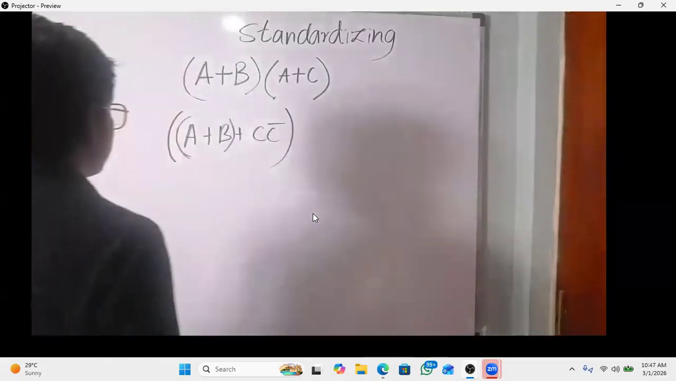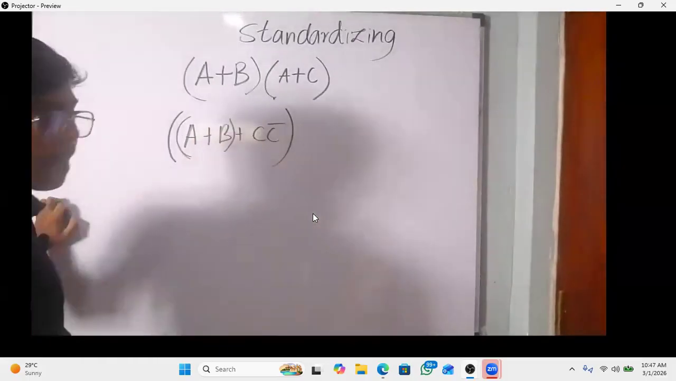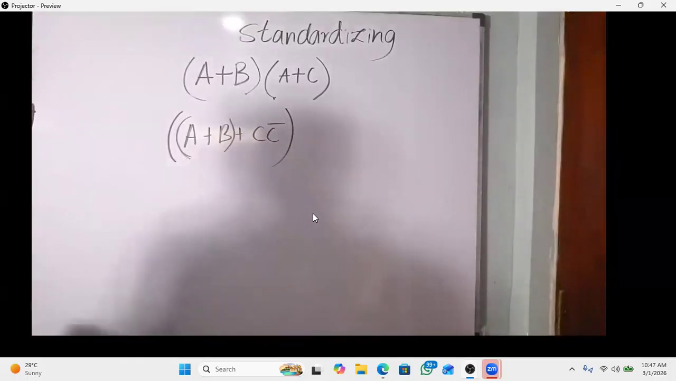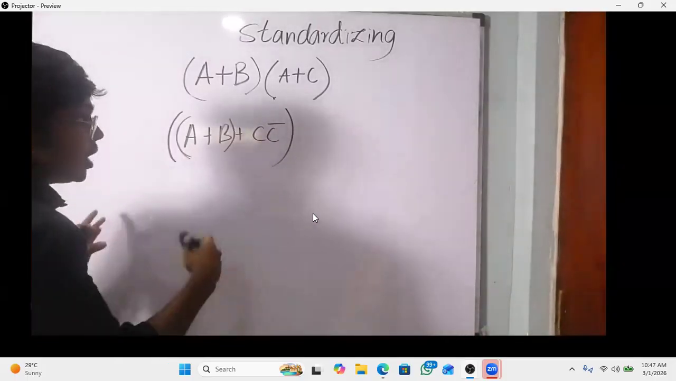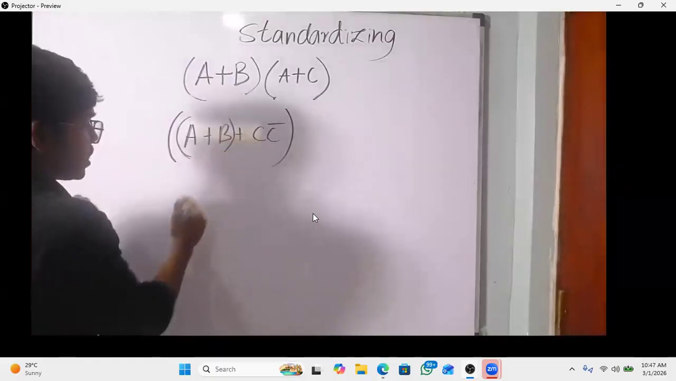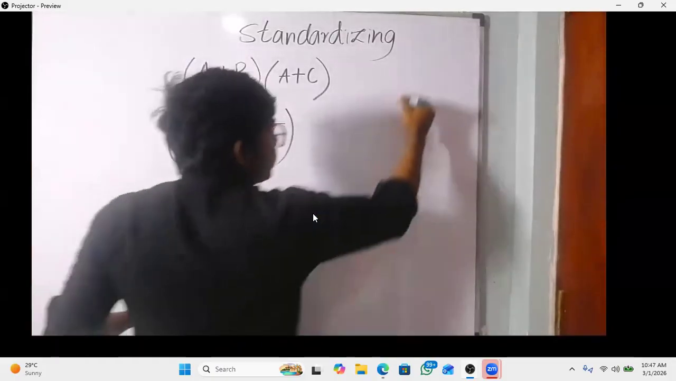How to apply the previous step? A plus B into C, A plus B into C in a way, A plus B plus C. Remember A plus B plus C, the previous way. I will write the previous method that I did.